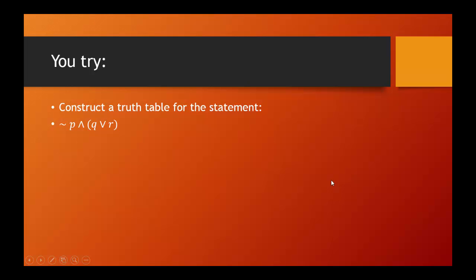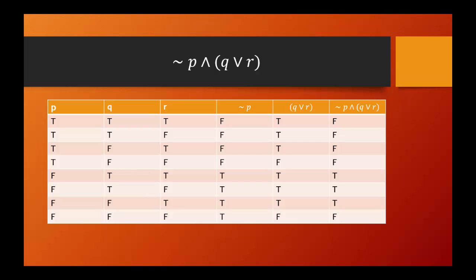All right, so good time for us to take a little break where you give it a shot, that you try this one on your own. So I want you to make a truth table for not P and Q or R. Please pause this video, write this down on your paper, and come back and check out the truth table I got at the end.